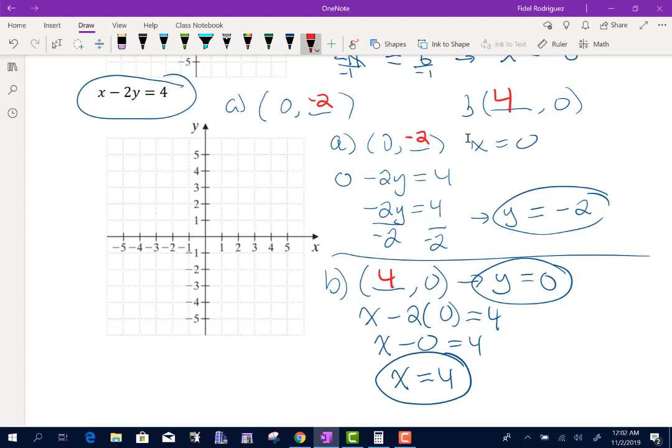Okay. So let's see if we can find the point 0 and -2. So the point 0 and -2 would actually be this point right here. And the point 4 and 0 would be that point right there.